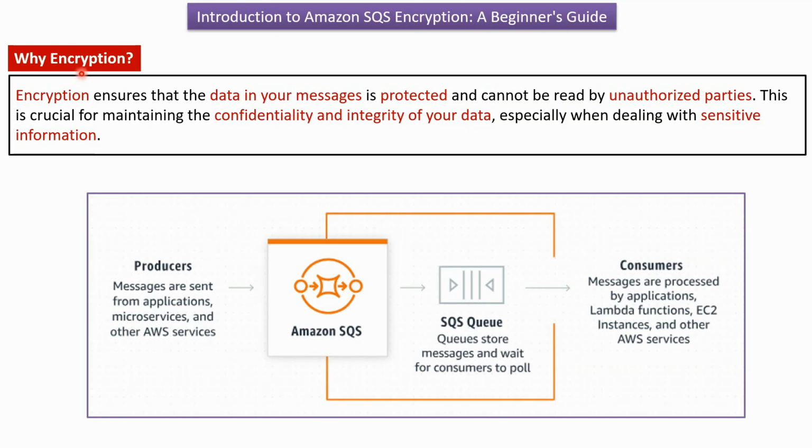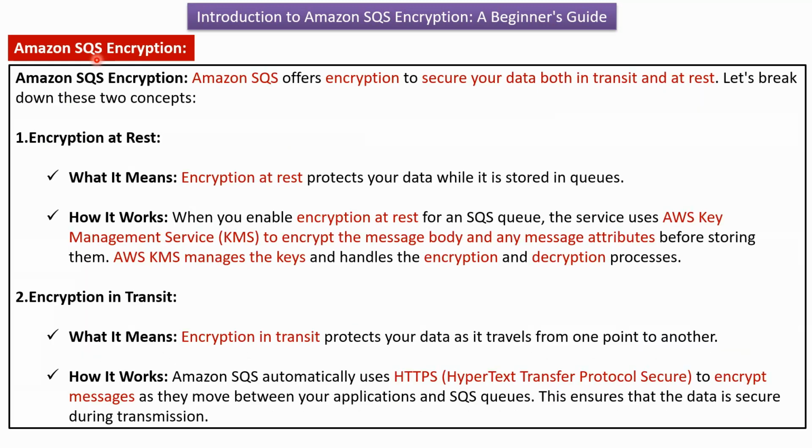Why is encryption needed? Encryption ensures that data in your messages is protected and cannot be read by unauthorized parties. This is crucial for maintaining the confidentiality and integrity of your data, especially when you deal with sensitive information. Now we will see Amazon SQS encryption.